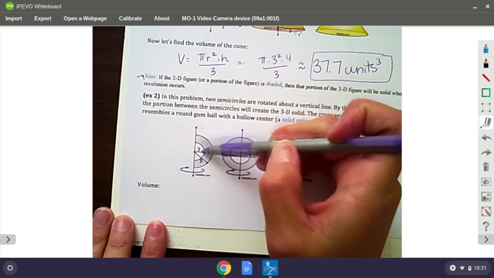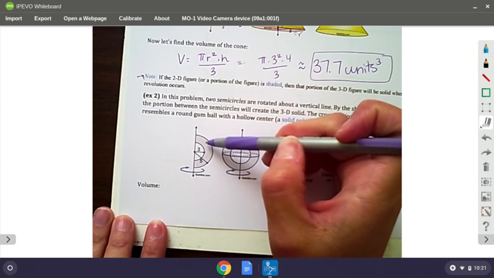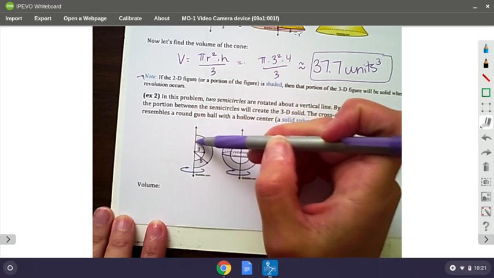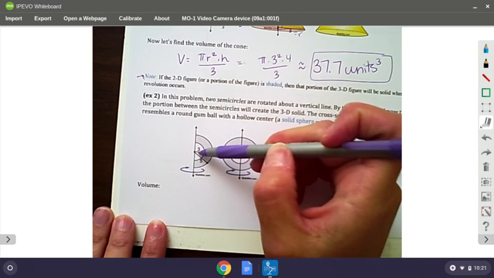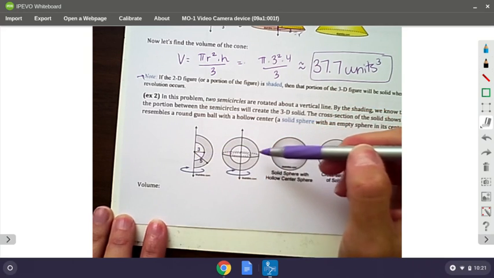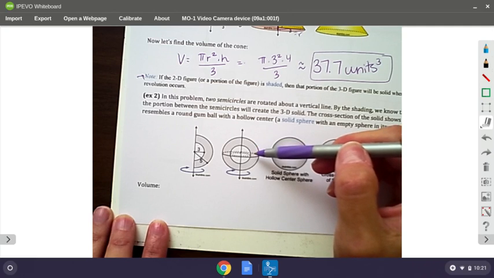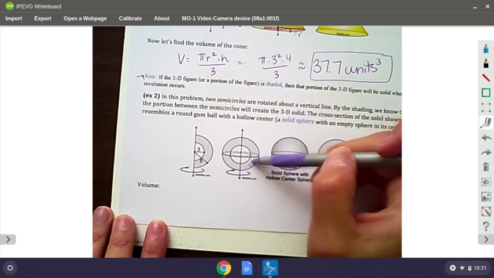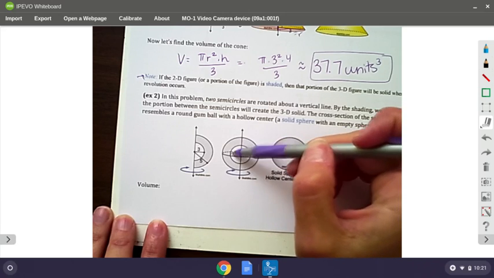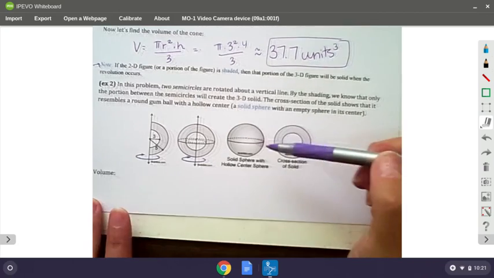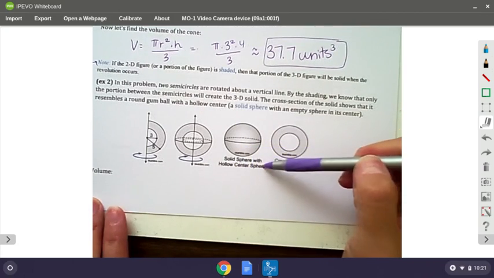just a semicircle that was completely filled in would just be a sphere. But this is a semicircle with another white semicircle. So the white part is not going to be included in your solid. So the white part would be hollow. So picture almost like a gumball, how it has the thick gum part and then the inside is hollow. So see, it says solid sphere with hollow center sphere.